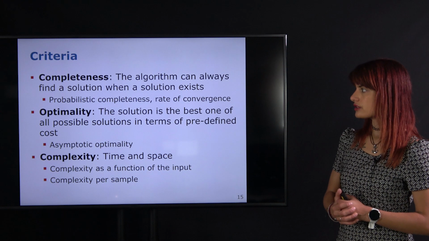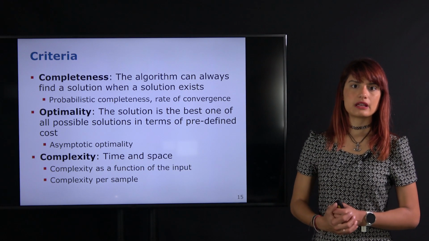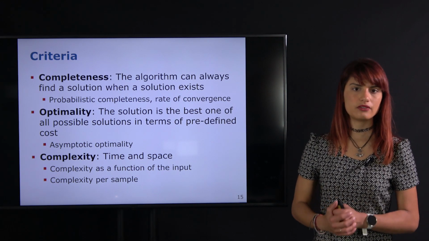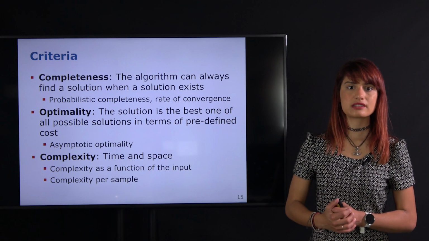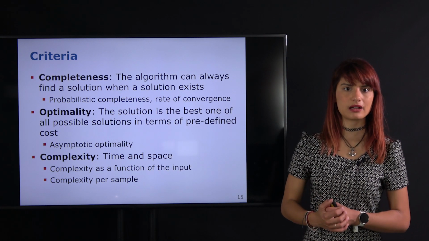Another important criterion is optimality. So is the solution that the algorithm gives us the best possible one in terms of how we define the cost? And here we said that the cost is in terms of the path length. So the shortest path is the optimal path.